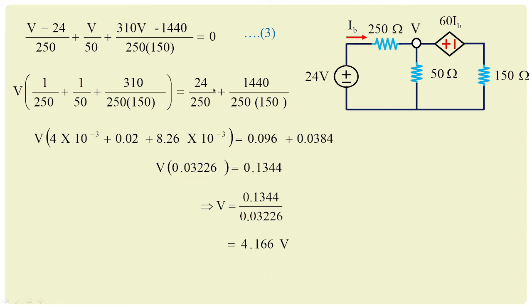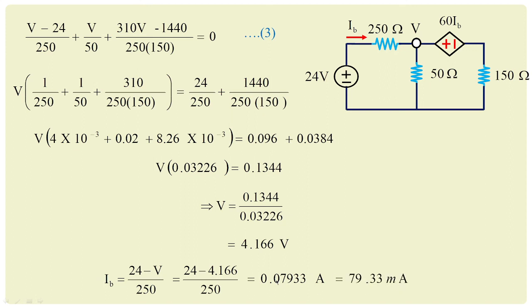What is current IB? IB is nothing but 24 minus V by 250. So substituting the value of V, I'm going to get the value of current, which is equal to 0.07933 amperes or 79.33 milliamperes. So this is a careful observation you have to make in order to solve node analysis when you're dealing with high power values. Whatever we have done, is it right or wrong?